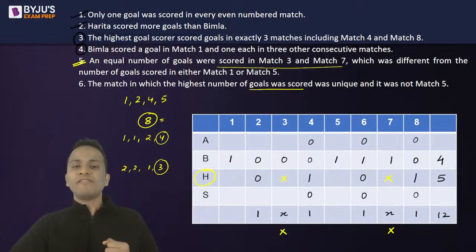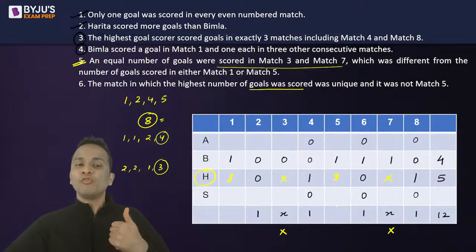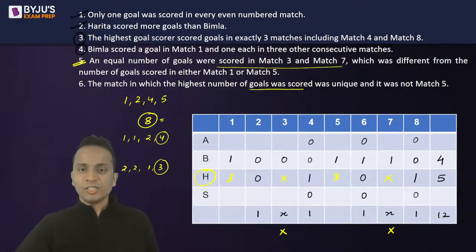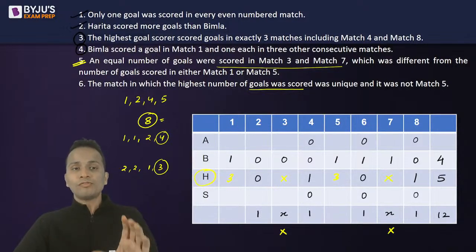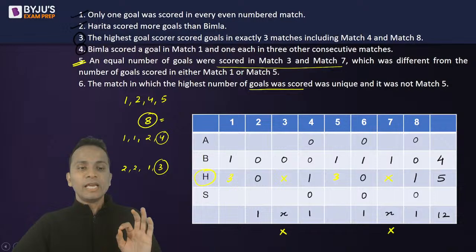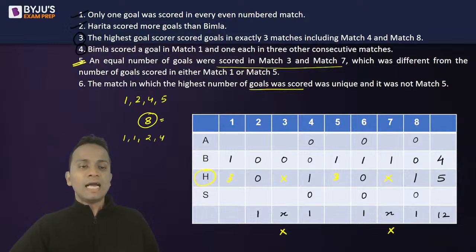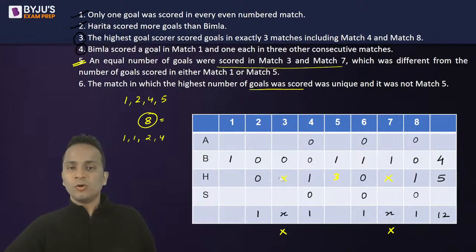Okay, Harita will score 3 goals in match number 5 or match number 1 only, such that if Harita scores 3 goals here or 3 goals here, then the total number of goals in that match will be equal to 4. All right. So 4 is the possibility of the total number of goals scored in one of the matches. Right. So this possibility will also be erased, and I can go ahead with this possibility, 1, 1, 2, 4.